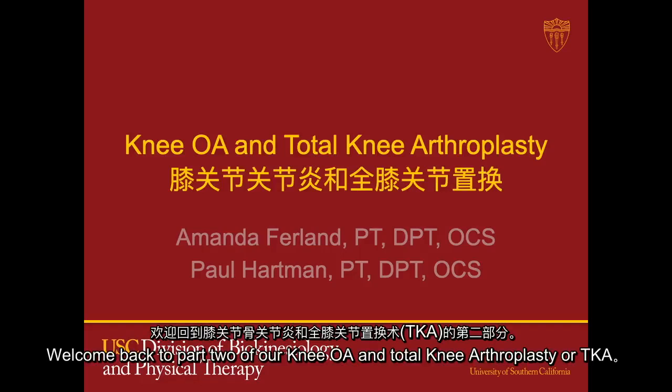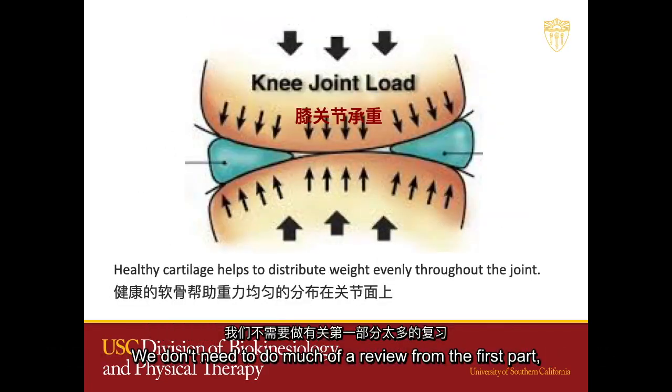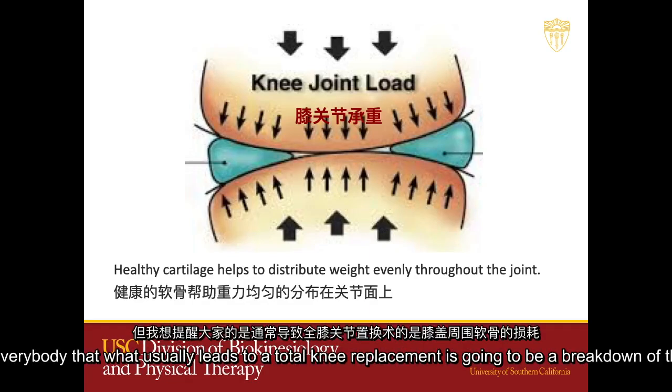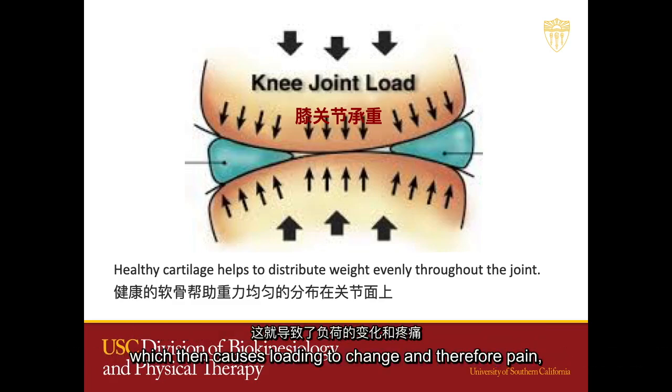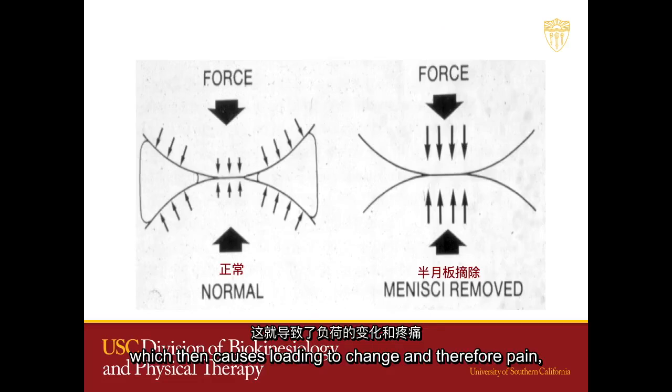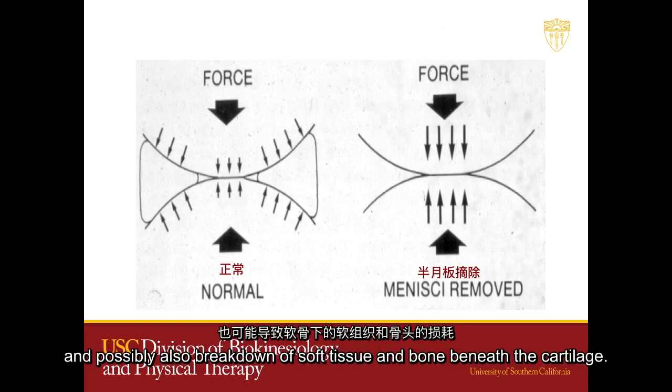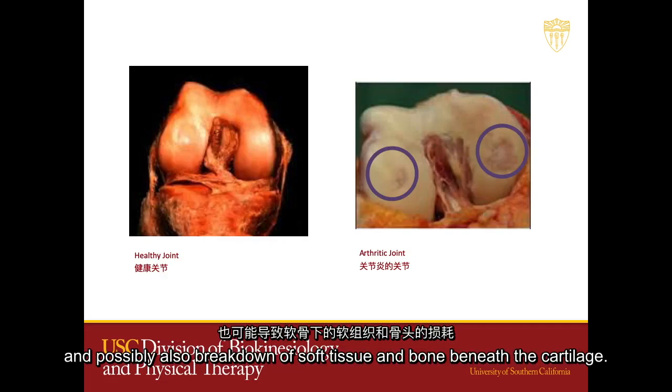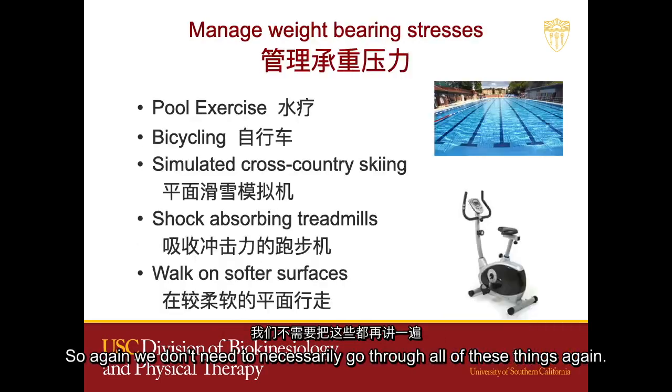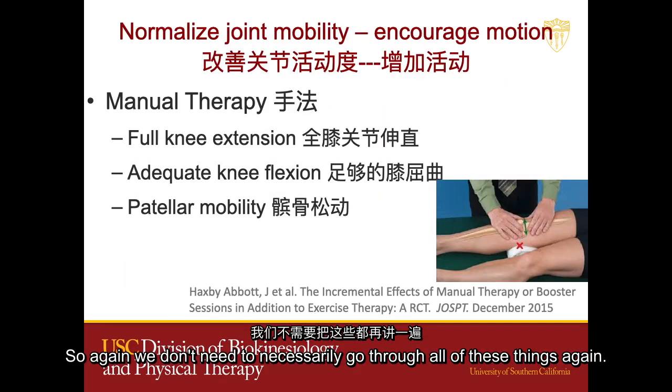Welcome back to part 2 of our knee OA and total knee arthroplasty, or TKA. We don't need to do much of a review from the first part, but I do just want to remind everybody that what usually leads to a total knee replacement is a breakdown of the cartilage around the knee, which then causes loading to change, and therefore pain and possibly also breakdown of soft tissue and bone beneath the cartilage.